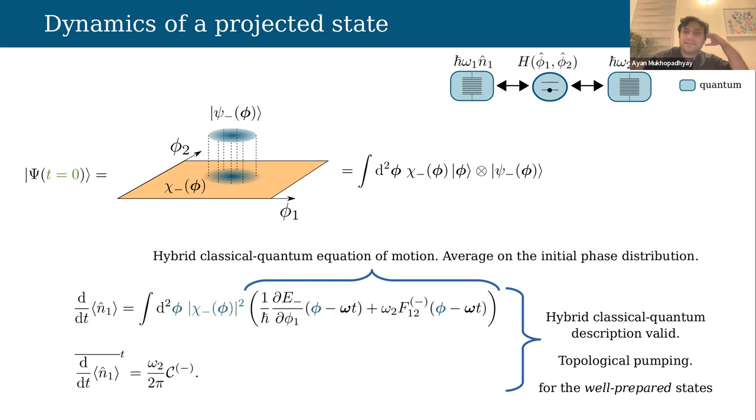Nice. So maybe any further question? Okay, then actually I have probably one more question. You said that you would mention something about the fluctuations that you see in the pumping rates. Yes, indeed, I did not really discuss the fluctuations. Here in this equation, we recover exactly the hybrid equation of motion when we do not average on this phase distribution. So if we want to recover the hybrid classical quantum description, the phase must not fluctuate. But if the phase does not fluctuate, the number of quanta will fluctuate.